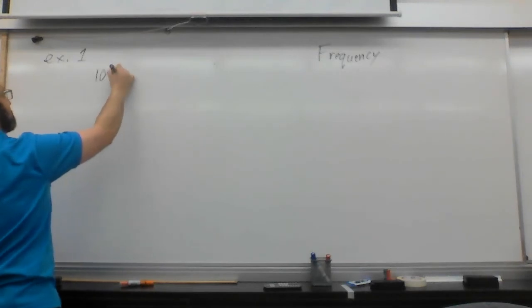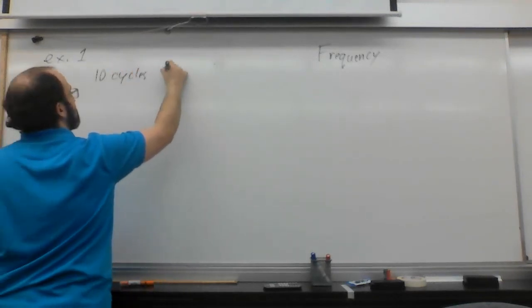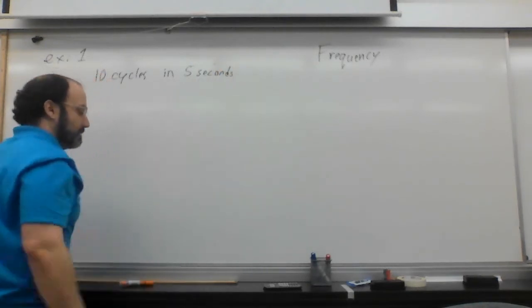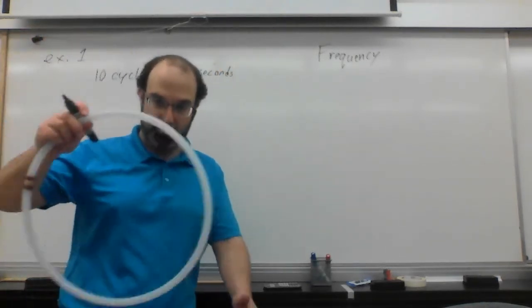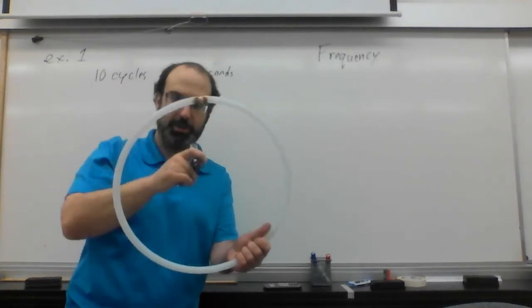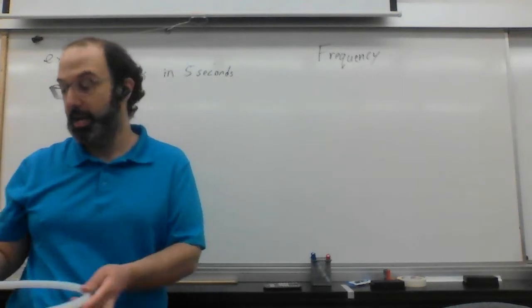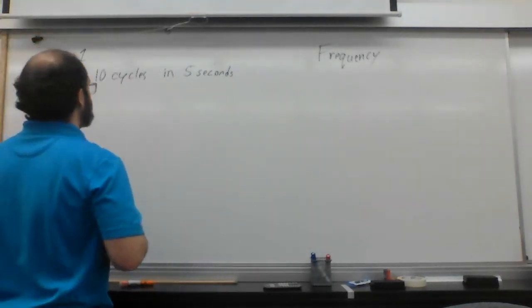I'm going to do 10 cycles in 5 seconds. Okay? So that means in 5 seconds, I'm going to go around the circle 10 times. I'm going to start here, and I'm going to go 10 times in 5 seconds. It's pretty quick, right? So what's going to happen?